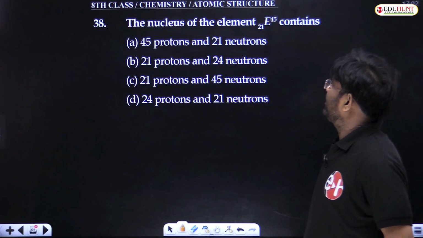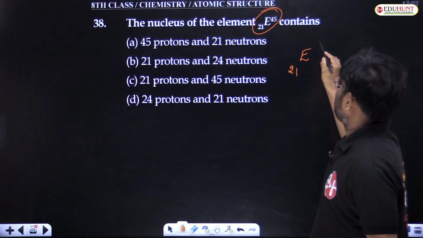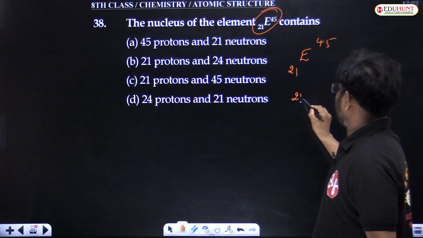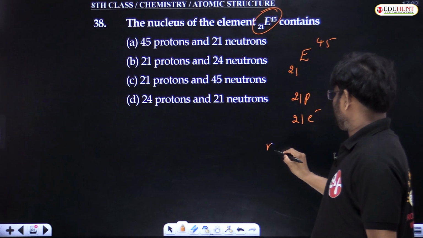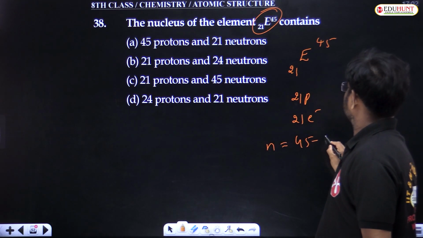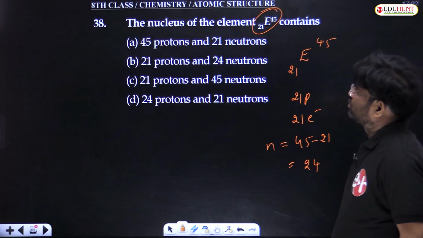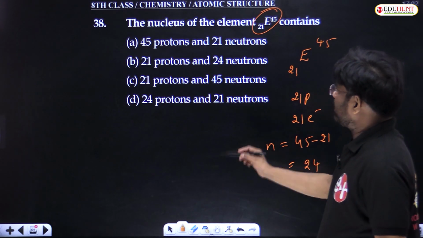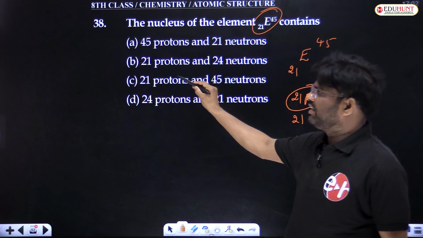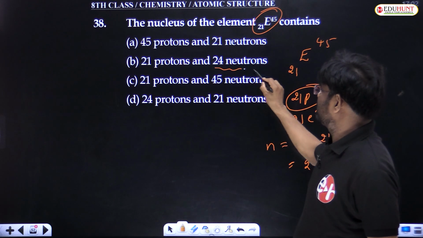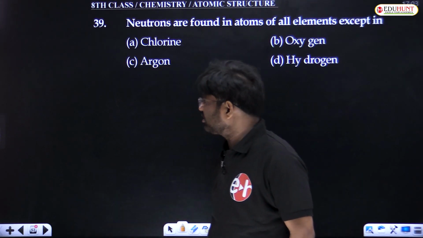Next, the nucleus of the element is given as 21 45 E. So 21 protons, 21 electrons. Neutrons, how much? How to find out? 45 minus 21, how much is it? 24. So 24 neutrons and 21 protons. These two options are there. The correct option is B. Okay, let's go to the next question.